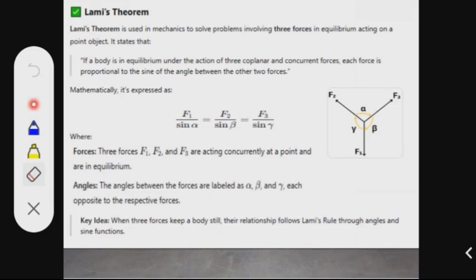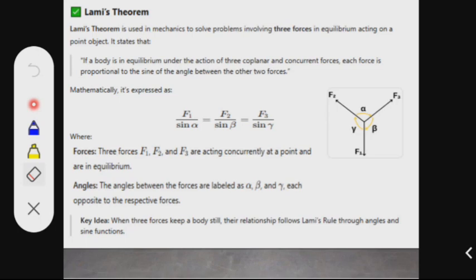Lami's theorem. I'd really love to solve more on this, but for the sake of this class, I would not be solving, but I'll be explaining this very clearly. Lami's theorem is a theorem under dynamics. It's one of the theorems involved when you talk about dynamics, and it applies to three coplanar forces.